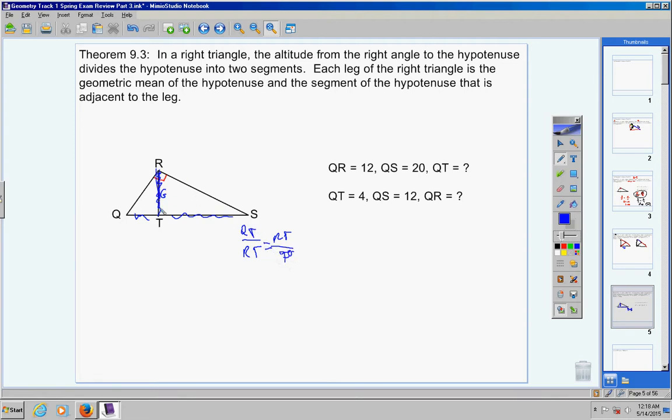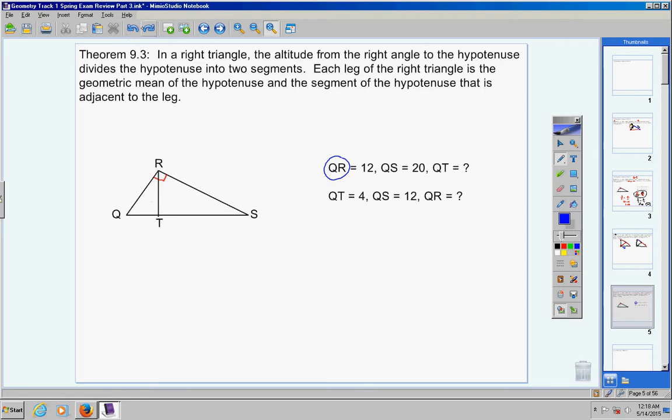If you thought you were dealing with this length here, we're not though. Look at the problem carefully. We're dealing with a leg here and a leg here. We're dealing with QR, this segment, QS, this segment, and QT. So we need a theorem that says this leg here is the geometric mean of this entire length here and this little segment here. So which segment is your geometric mean? This whole hypotenuse here? No. This segment here? No. Your geometric mean is QR.